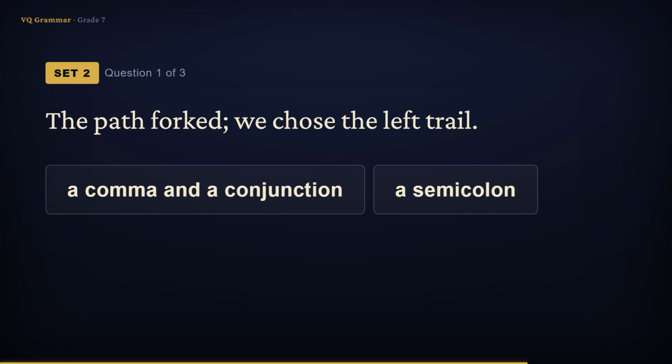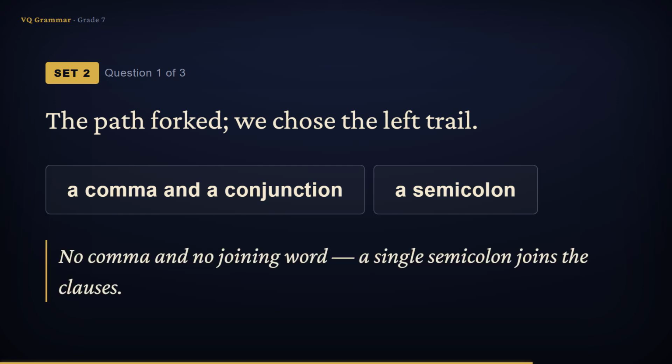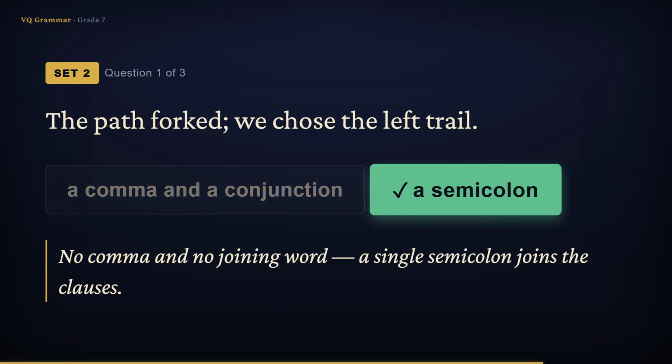The path forked. We chose the left trail. Look between the two main clauses. There's no comma and no joining word here, just a single semicolon doing all the work. So the answer is a semicolon.